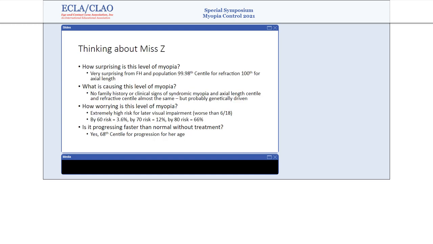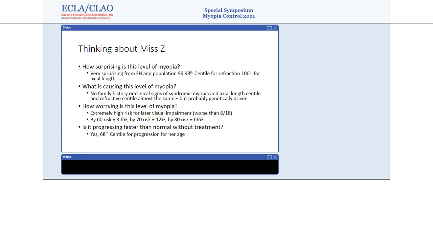So thinking about Ms. Z in relation to those questions, how surprising? Very surprising. In population terms in Ireland, she's 99 point something percentile, and for axial length, she maxes out my calculations. What's causing this? There's no family history of note. There are no clinical signs of syndromic myopia. But it's so extreme, there's probably a genetic component to it. How worrying is this? Her prognosis for loss of vision in later life, with the proviso we have 50 years to try to do something better than we do now, is significantly high.